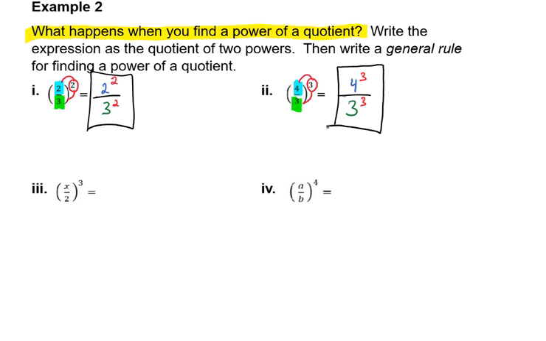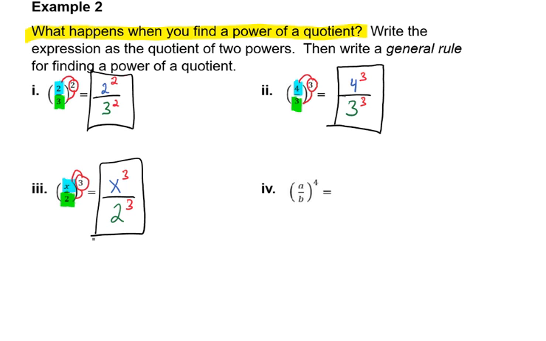If we take a look at our third example, here we have x over 2 raised to the third power, where our x is considered a base and our 2 is considered a base. So we'll take our exponent of 3 and distribute it to both the numerator and the denominator, which is going to give us an x to the third power divided by a 2 to the third power, and that would be our solution.